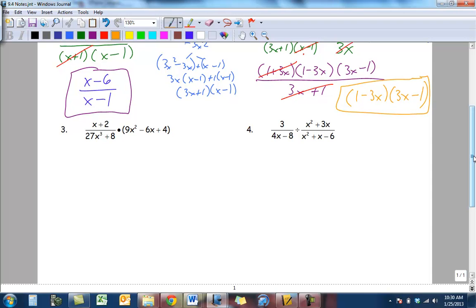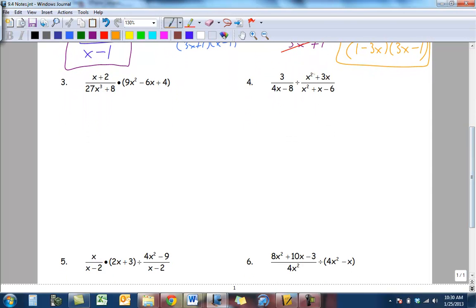Number 4 is very similar to the last one, except that it's got division. Now here's the thing. Step 1, you're always going to factor. So the top here, 3 is just 3. But 4x minus 8, GCF, what can come out? A 4, and we're left with x minus 2. Now here's the thing, I don't like division. I'm going to change that to multiply, and then you're going to multiply by the reciprocal of the second one.